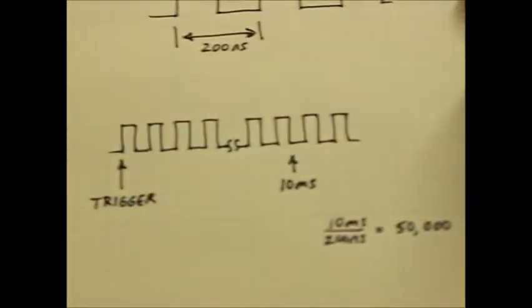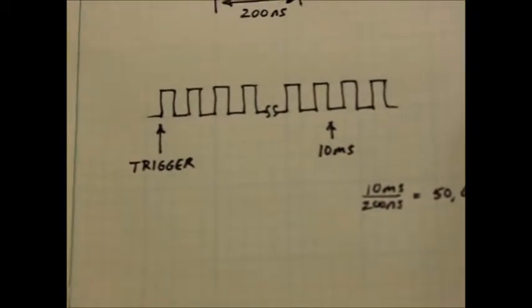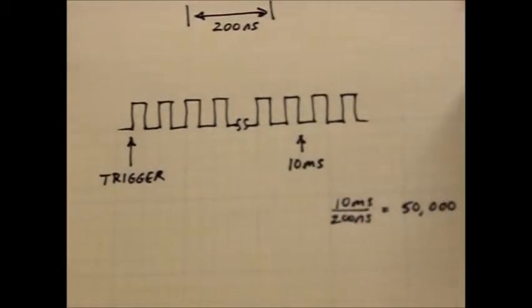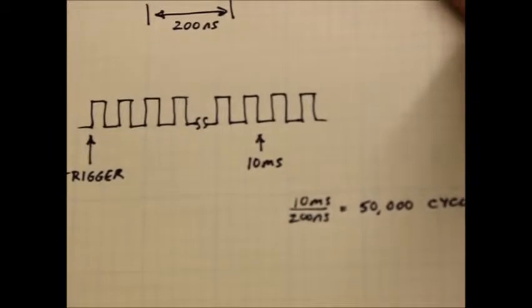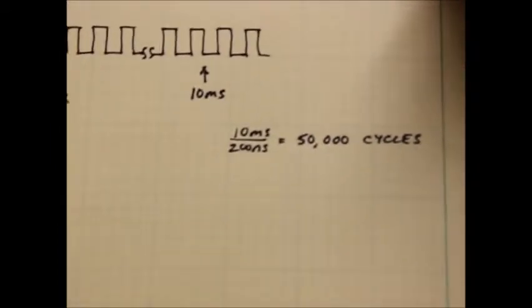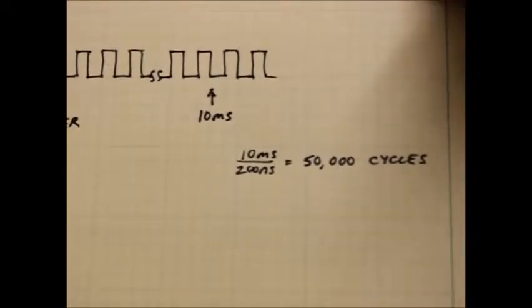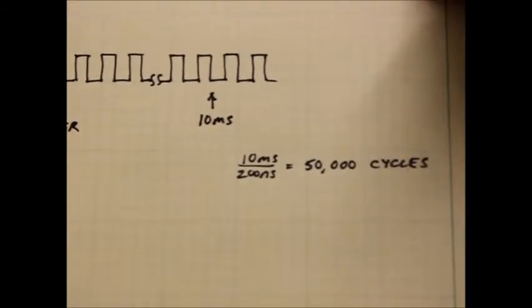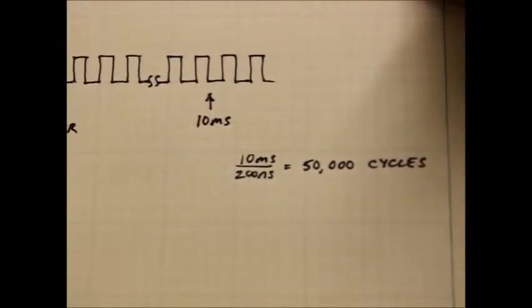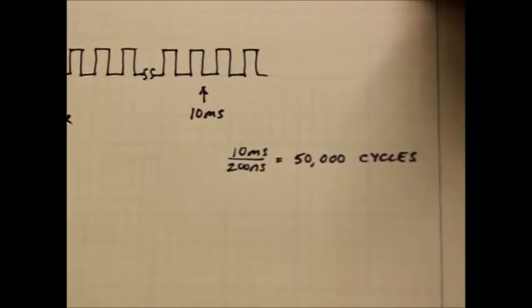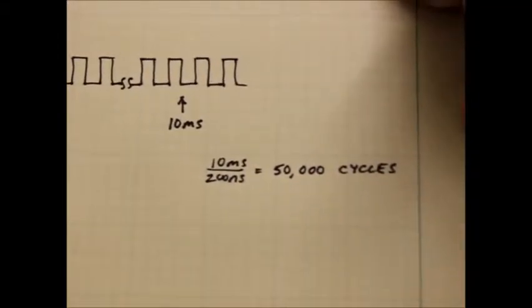And so graphically, here's what we're doing. We have a trigger point, and we're actually looking out here 10 milliseconds delayed. If you think about that, we've got 10 milliseconds divided by the 200 nanosecond cycle of the waveform, which means we're delaying about 50,000 cycles into the waveform.